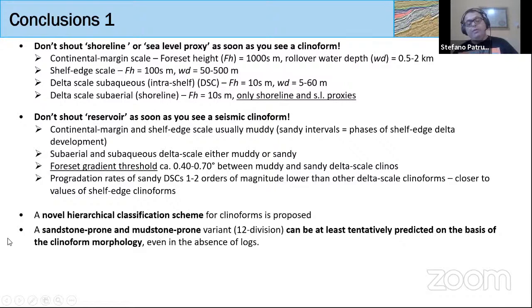Then we've proposed a novel hierarchical classification scheme for clinoforms, and the sandstone-prone and mudstone-prone variants can be at least tentatively predicted on the basis of the morphology, as we saw in the last application example. Okay. So I'll answer some questions that I've received now before we proceed to the second part.